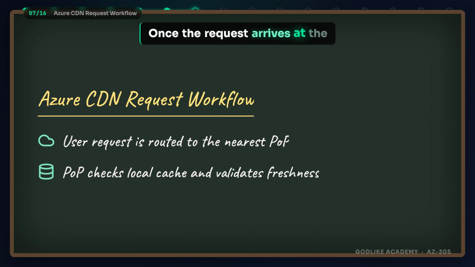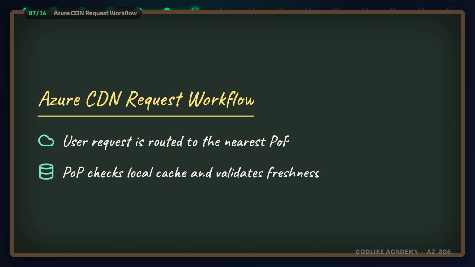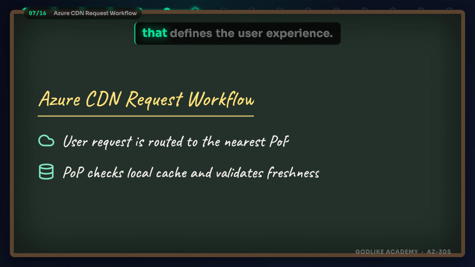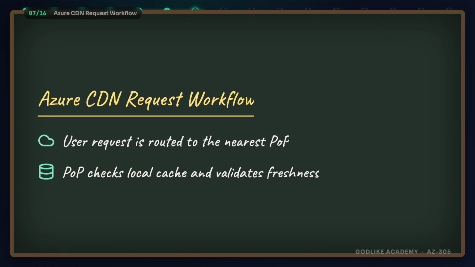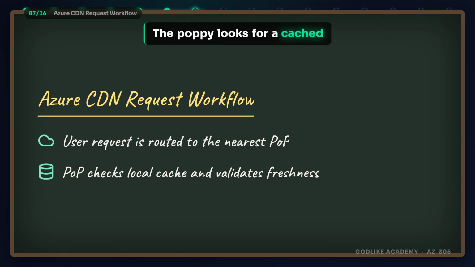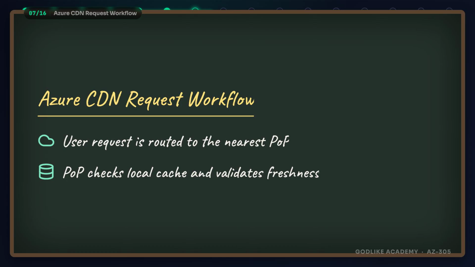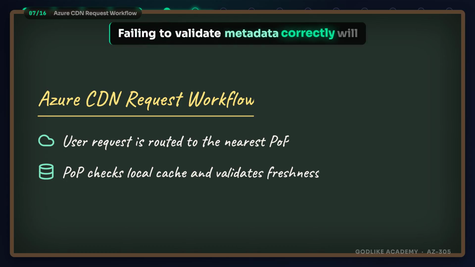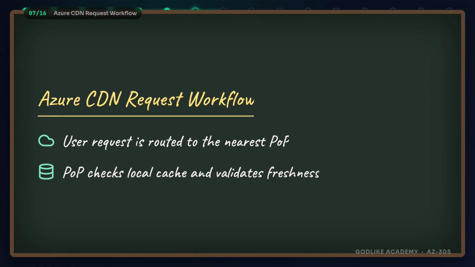Once the request arrives at the edge, the CDN checks its local storage. This is the critical decision point that defines the user experience. The POP looks for a cached version of the requested asset and validates whether it is still fresh according to the stored metadata. Failing to validate metadata correctly will serve outdated content to browsers, breaking UI components and confusing users who expect real-time updates.